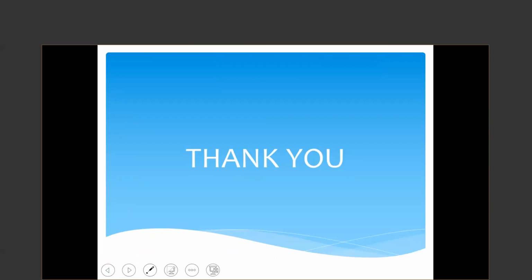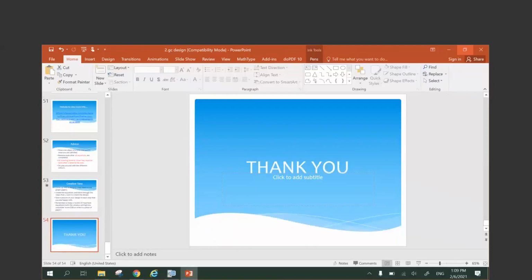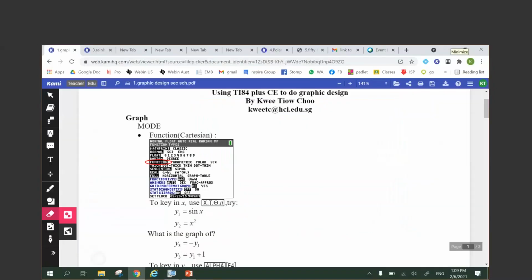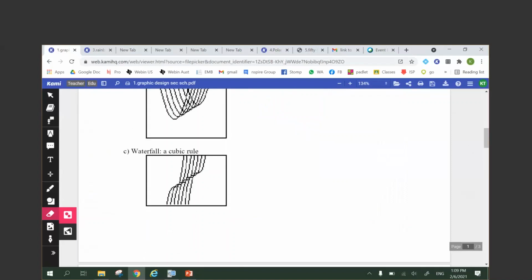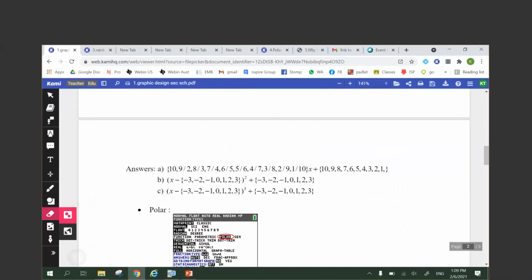Okay, this is the end of my presentation, but I would like to show you the materials that I have sent to you. The first material that I sent is a Word document where I summarize all those points that I went through. So one, line design, to create beautiful designs using lines. In A here, in B here, using quadratic, C using cubic, with all the equations here. And polar curve.